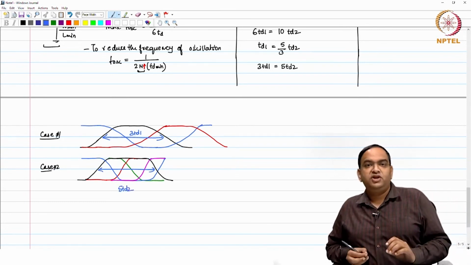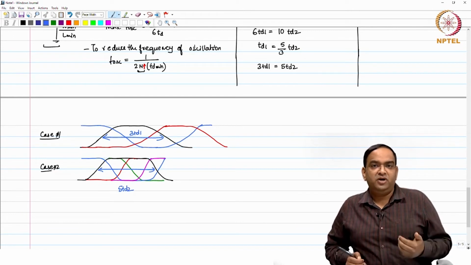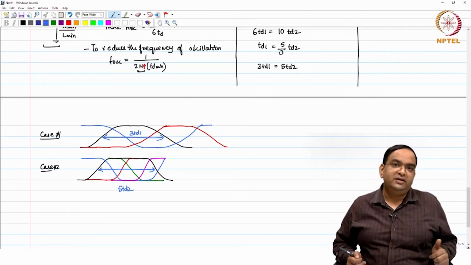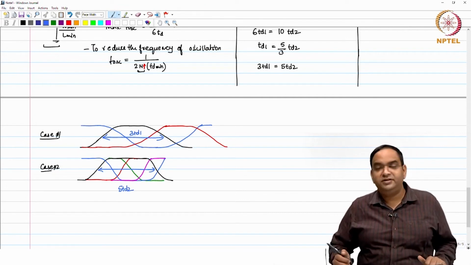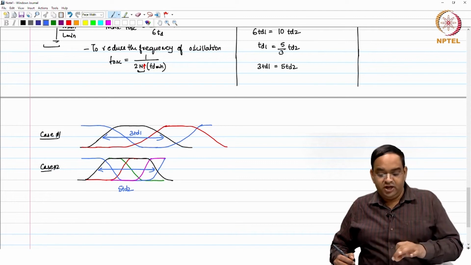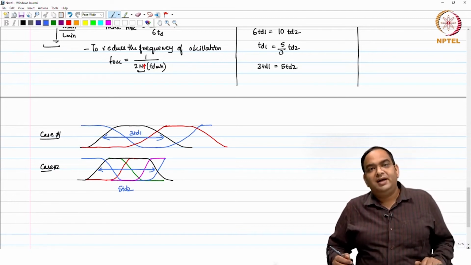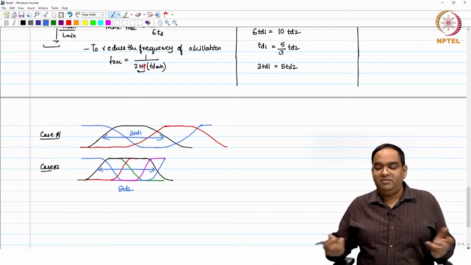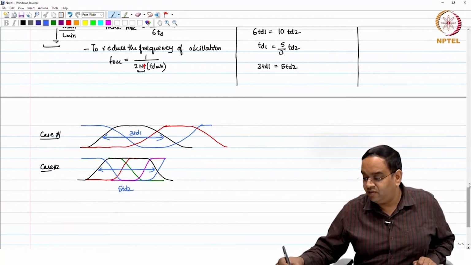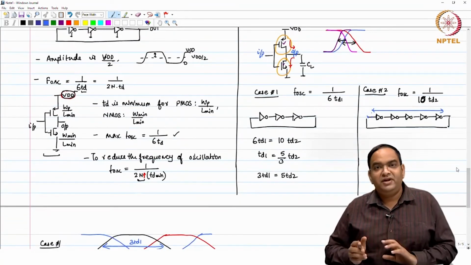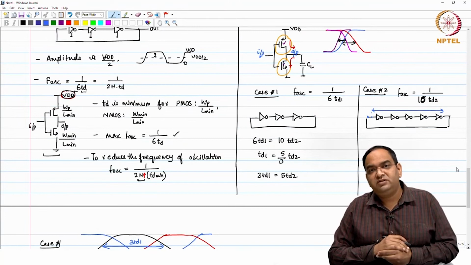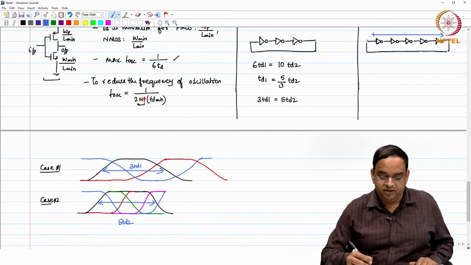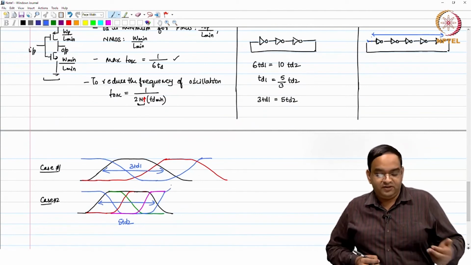So, in case you are using a larger number of inverters in the ring to get the same frequency as in the case where you are using a lesser number of inverters, your clock waveforms will be sharper, or they will have a lower rise and fall time, which is kind of evident from our expression. So, you can realize the same oscillator with the same frequency with a different number of inverters, but what you will see is this is different.